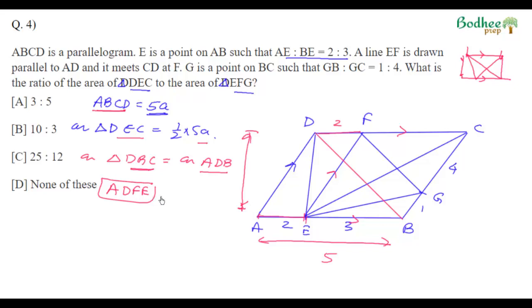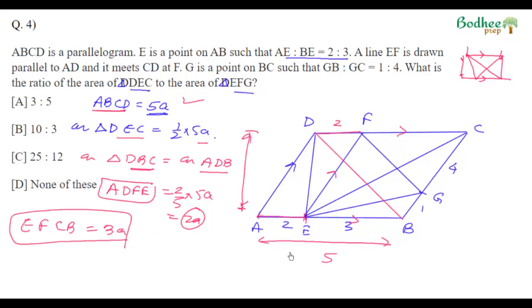So we can say that the area of this will be 2/5 of the total area of the parallelogram ABCD, correct? Which effectively is nothing but 2A. And thereby we can say that the next parallelogram, that is EFCB, will be equal to 3A. Now again, in this parallelogram, the two triangles EFG and ECB both will have equal areas, and that will be half of this. Why so? Because both are between the same parallel lines having the common base, right?